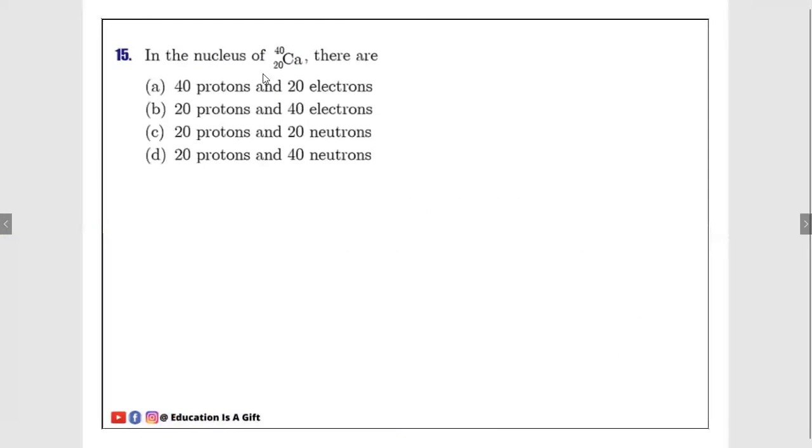15th question, in the nucleus of calcium 20, 40, what is the meaning of this 20, 40? 20 is electron count and proton count. Electron count will be 20, proton count is 20. What is this 40? It is proton plus neutron, that is nothing but mass number. If proton is 20 and mass is 40, what would be the neutron? It is 20. Like that easily you can calculate.